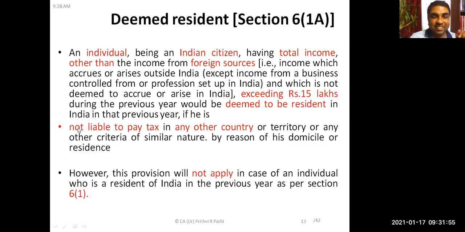this is the condition. He is not liable to pay tax in any other country or territory by reason of his domicile or residence or any other criteria of similar nature. That should be read like this.